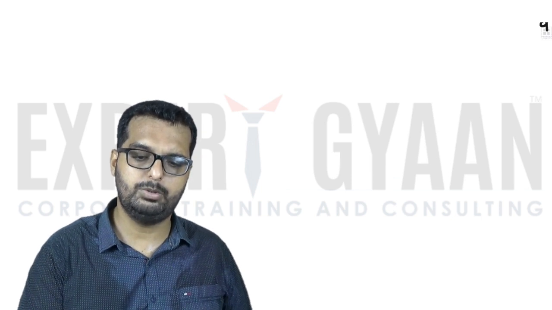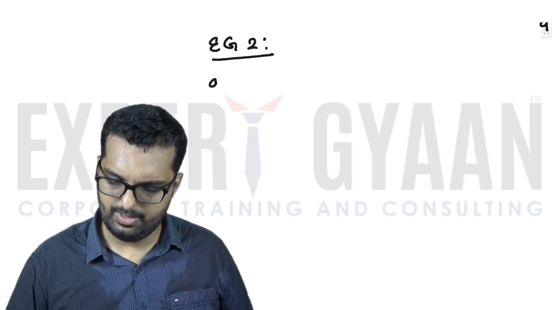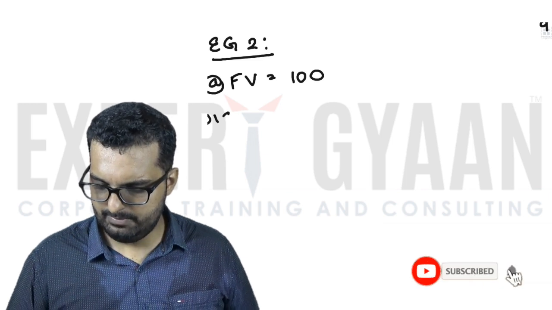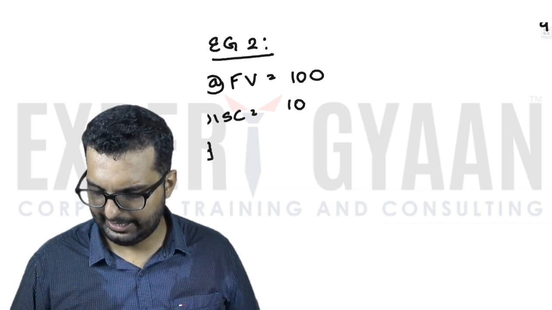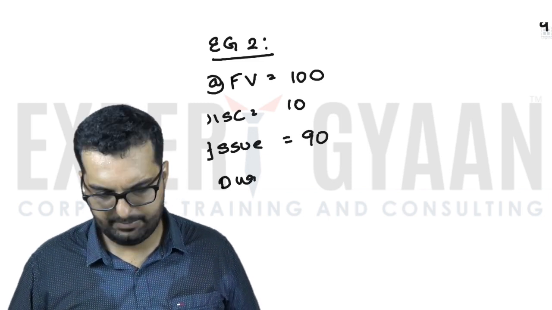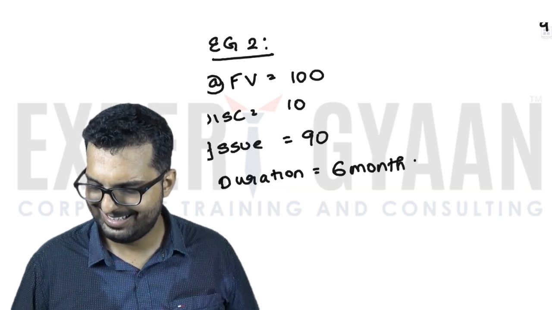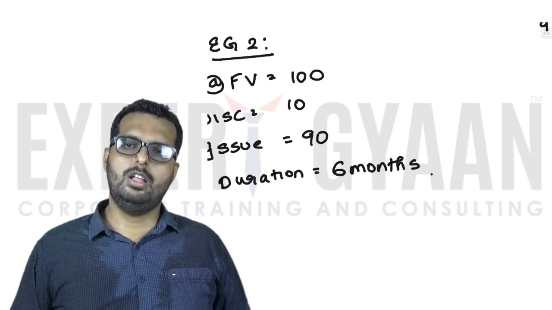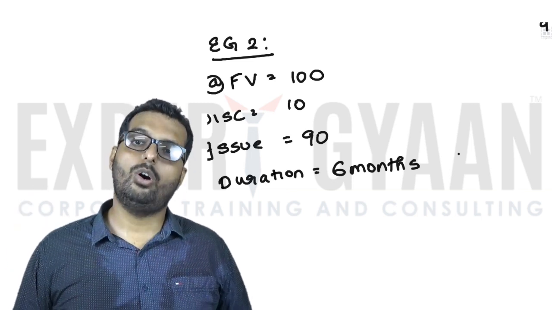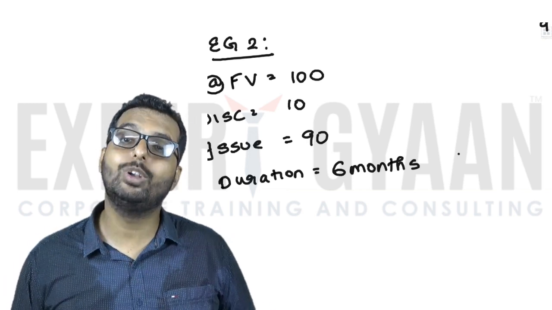Before we go to concept number 2, let us learn example 2 for bond equivalent yield. Face value is turning out to be 100. Discount 10, issue price is 90, and I have a duration of, let us say, 6 months. Now I am getting a 10 rupee return. Am I right? On an investment of how much? On an investment of 90, but this is for a duration of only 6 months.